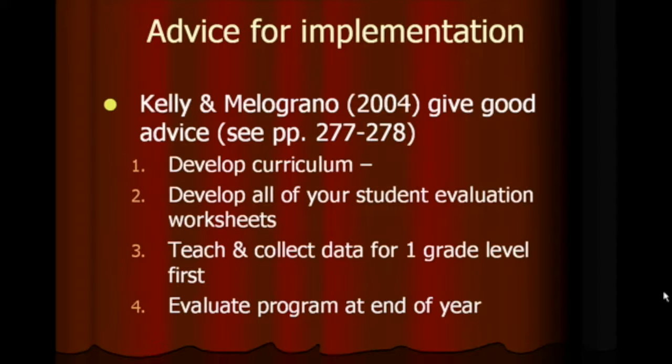one grade level. What Kelly and Melograno suggest is that instead of trying to do everything all at once, let's say you're doing a middle school, instead of trying to do all 3 grade levels all at one time, just do 1 grade at one time. Develop your evaluation student worksheets for just that 1 grade level, then teach it, then collect the data, then evaluate that grade at the end of the year and see how you did.